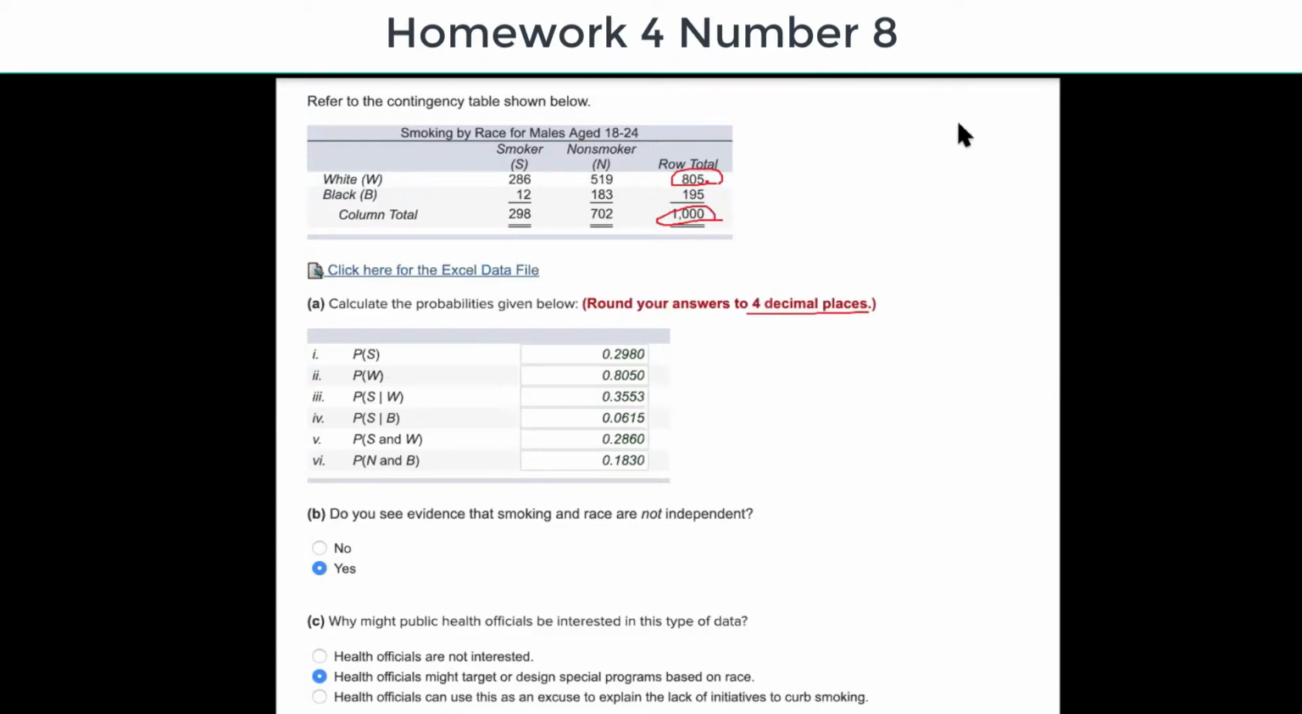Now, the next 2 are a little different because we're not going to be using this 1,000 as our total, because these are what we call given problems. So what this notation means is they want the probability of a smoker, probability of S, given that the person is white.